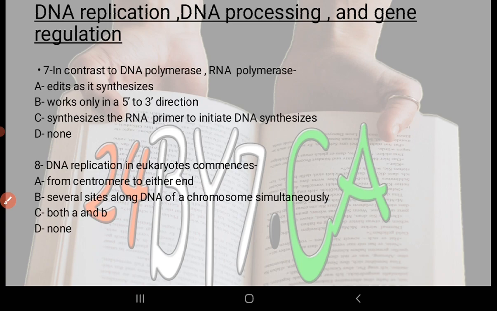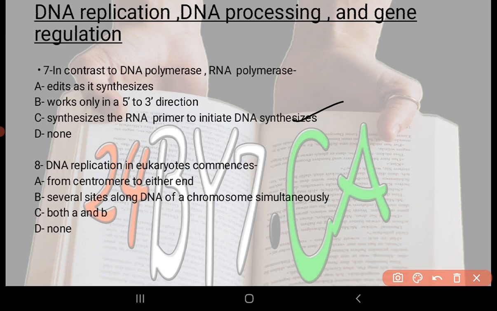Next question. In contrast to DNA polymerase, RNA polymerase A. edits as it synthesizes, B. works only in a 5' to 3' direction, C. synthesizes the RNA primer to initiate the DNA synthesis, or D. None. So the right answer is option C, synthesizes the RNA primer to initiate DNA synthesis.